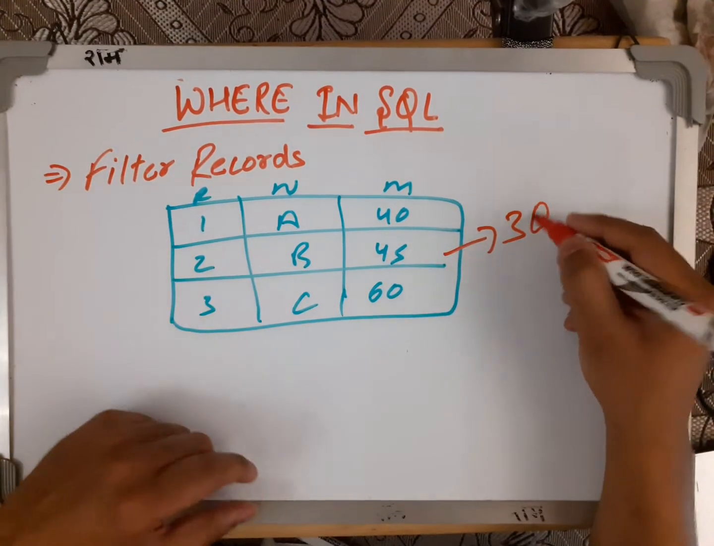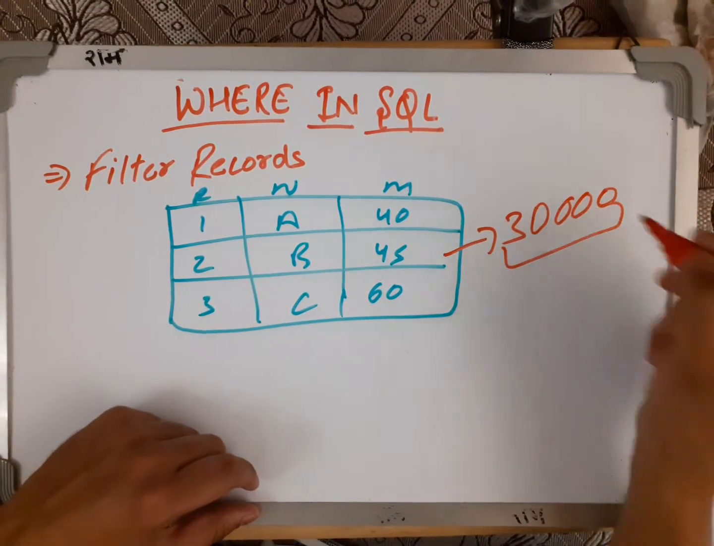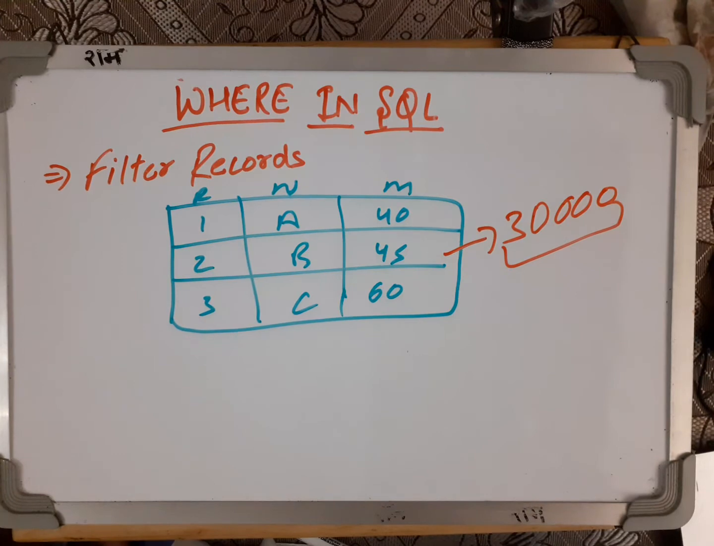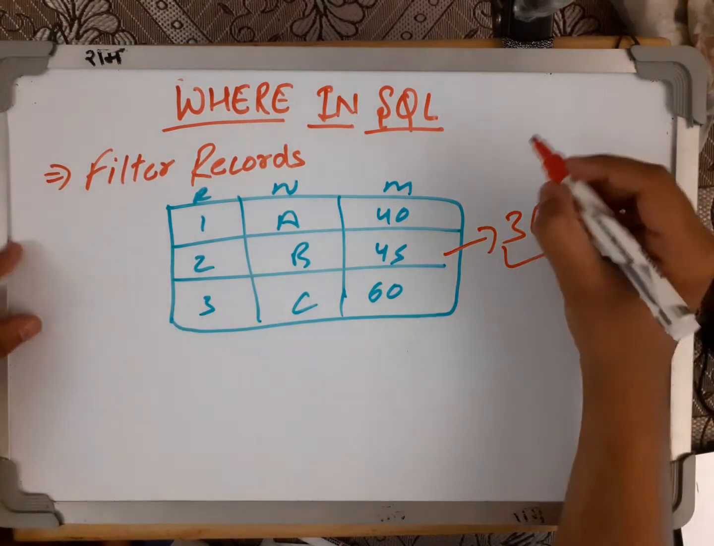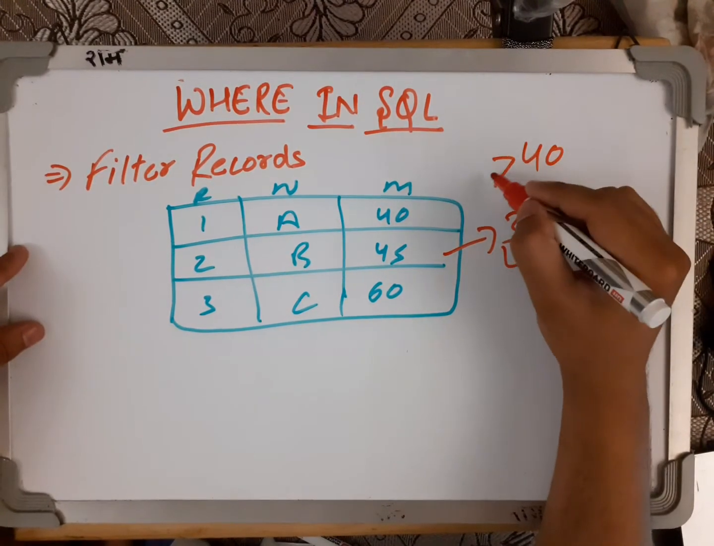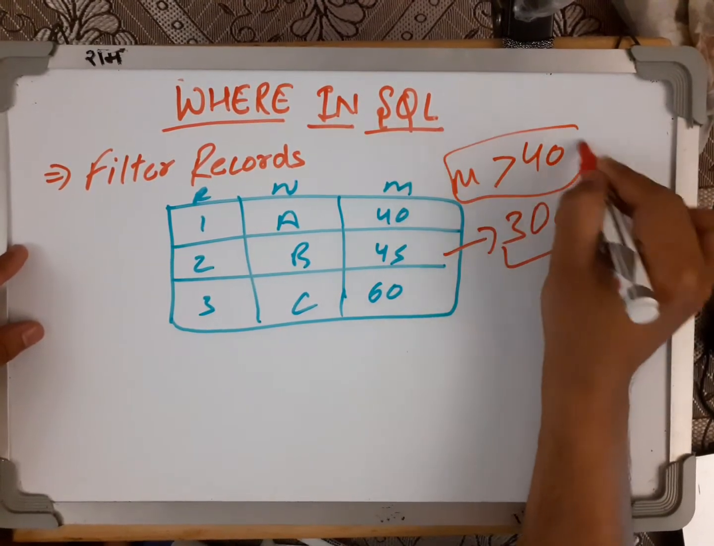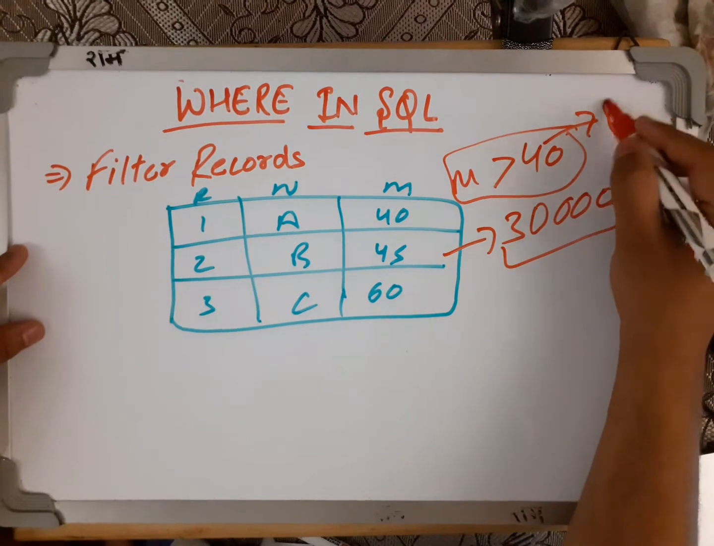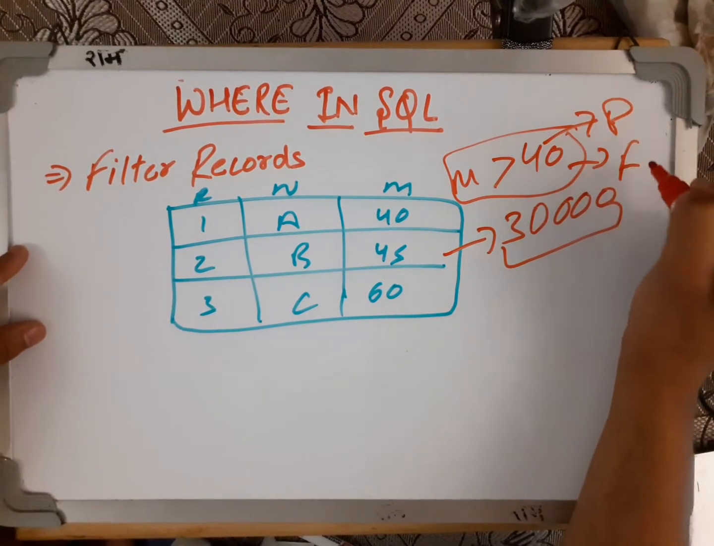Suppose I have a record of 30,000 students, what do I have to do? I have to check manually or write some code for that. We cannot check this manually. We should write a code for that. Here is a condition: marks should be greater than 40, then the student is pass, otherwise the student is fail.